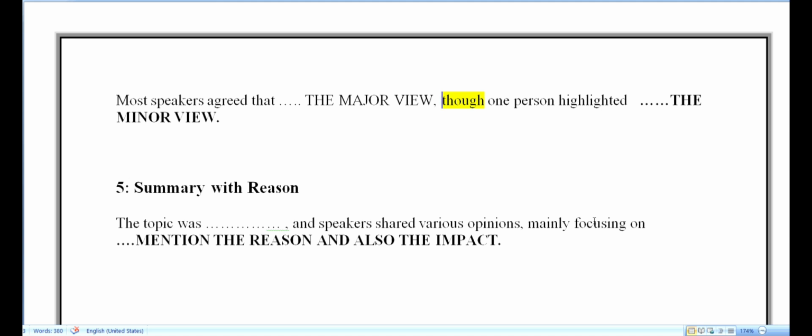Right. The last one now. Summary with reason. The topic was so and so. You speak the main topic here. And speakers shared various opinions, mainly focusing on, and here you mention the reason, and if you have heard, you also speak about the impact. Fine. That was all for this part.